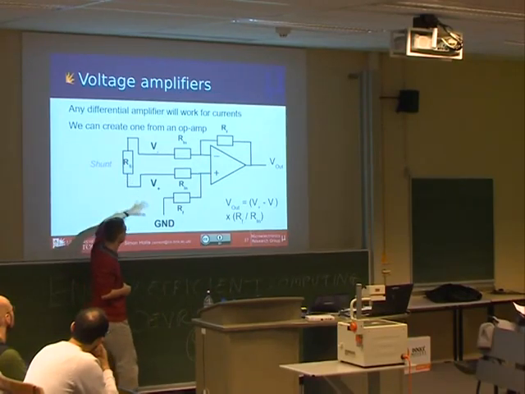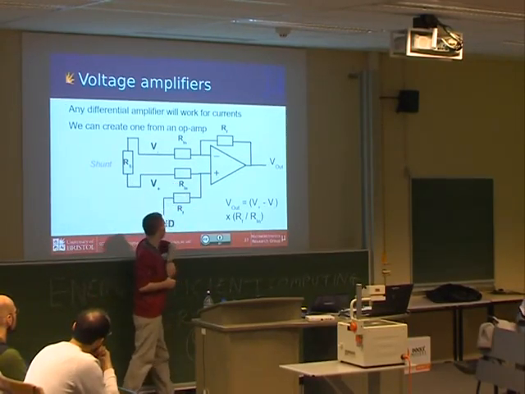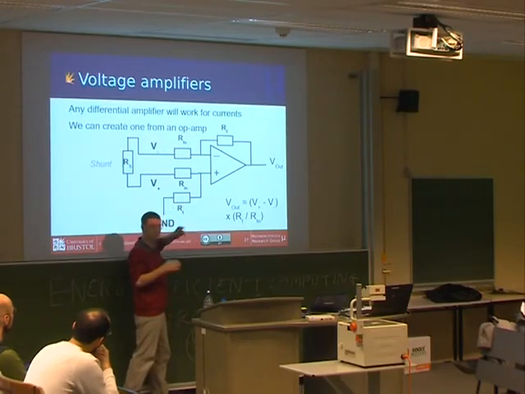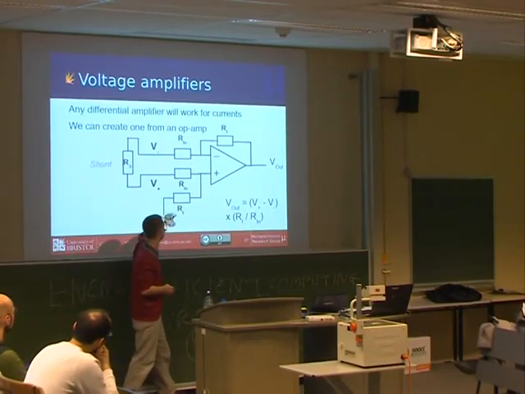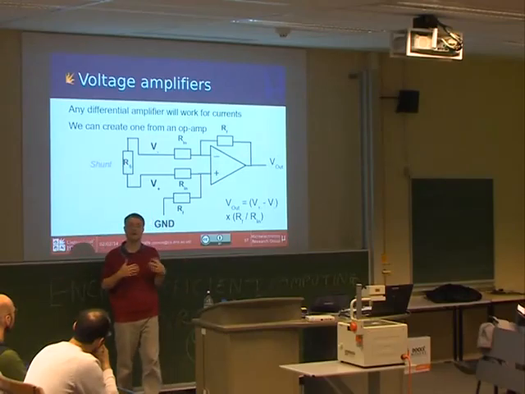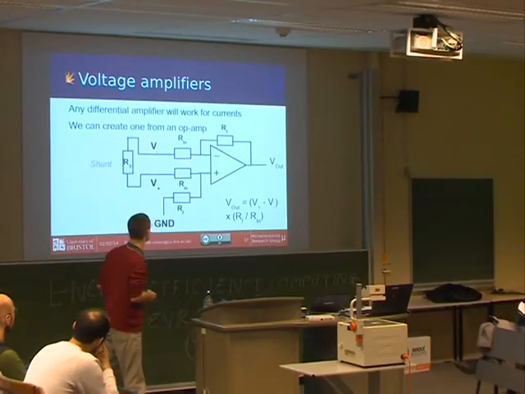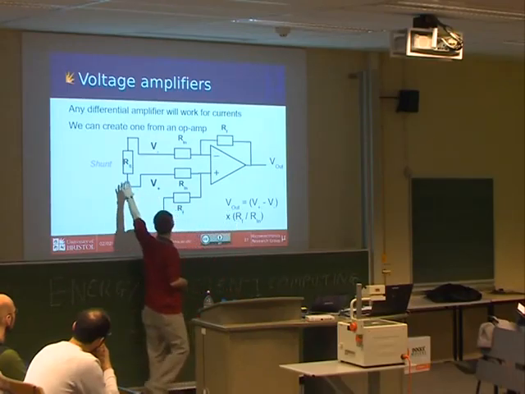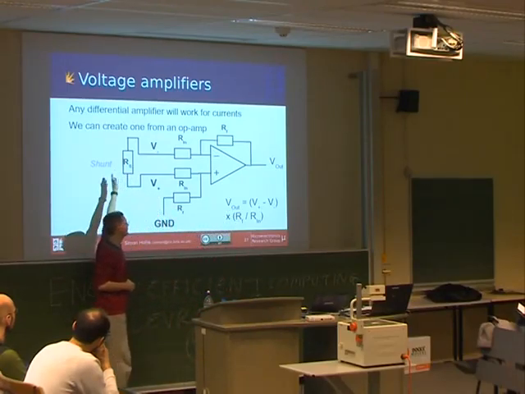And you can set these resistors for the 50 times gain. I set this one here to 50,000 ohms, and this one to 1,000 ohms. And then what we do is just take that across the resistor in the power supply.